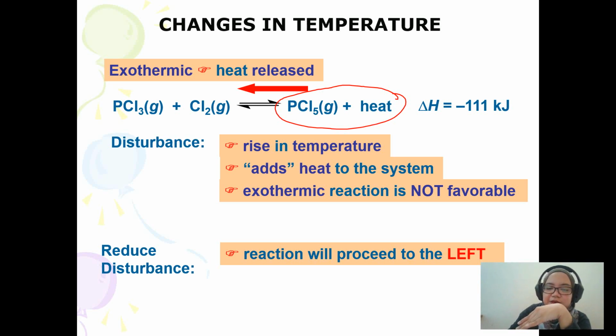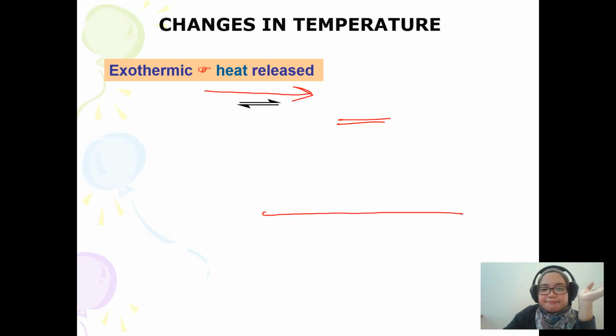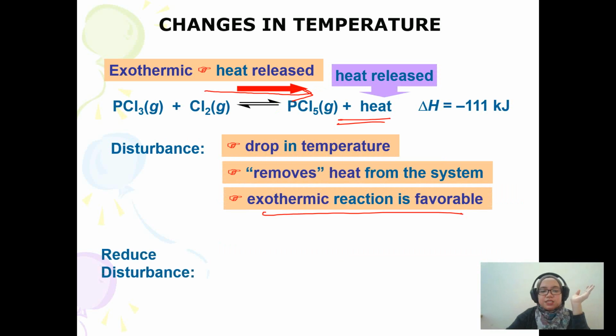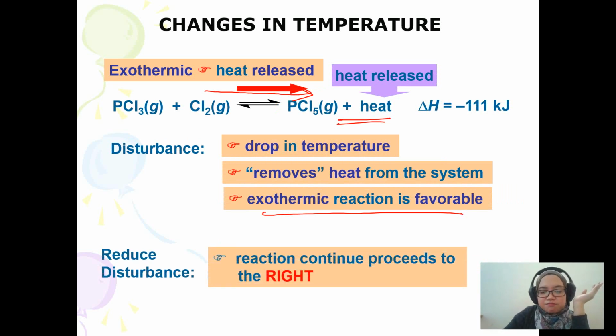Sebab temperature dah naik. So, sistem akan cari jalan untuk reduce temperature. So, bila untuk reduce temperature, produk kena absorb heat to form reactant balik. So, kat sini, dia akan shift to the left. So, dekat sini, exothermic reaction is not favourable. Sebab apa? Dia absorb heat pula. Kan? Okay, so tu je sebenarnya. Dia favourable tak favourable je. Depend on dia buat apa.